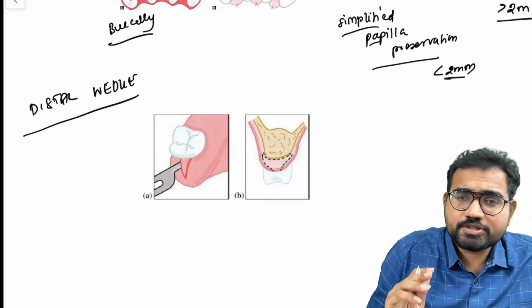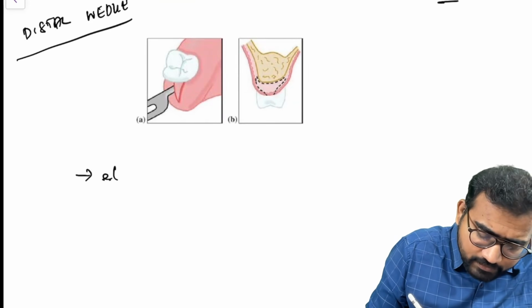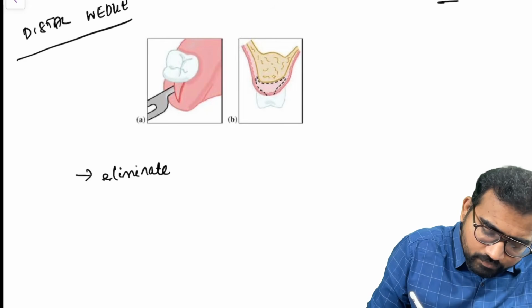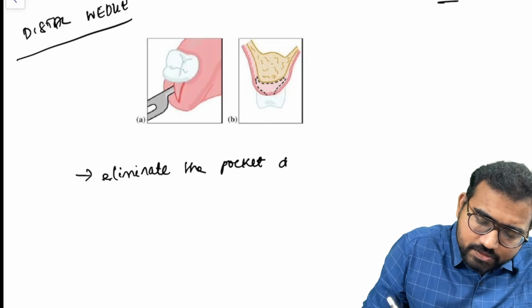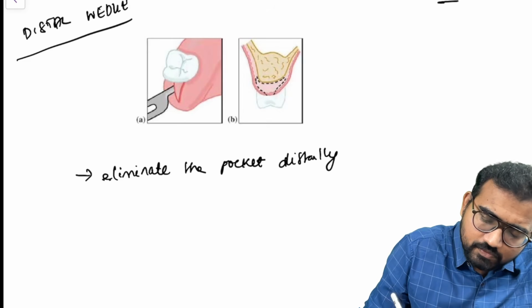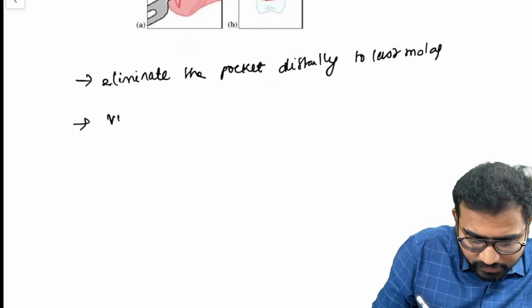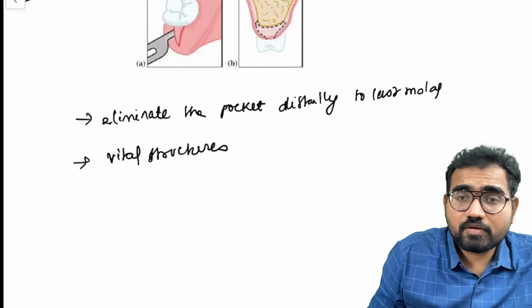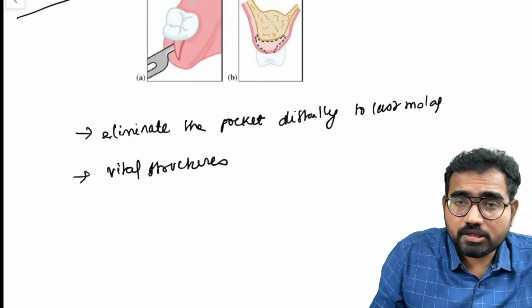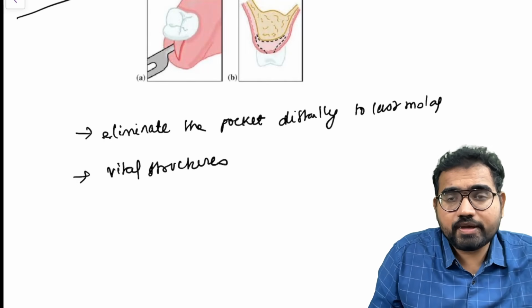The distal wedge procedure is very simple. It is going to eliminate or remove the pocket distal to the last molar. The one thing which you should keep in mind is vital structures and the position of the ramus of the mandible, in case of lower. So if it is very close, you cannot do a distal wedge procedure.